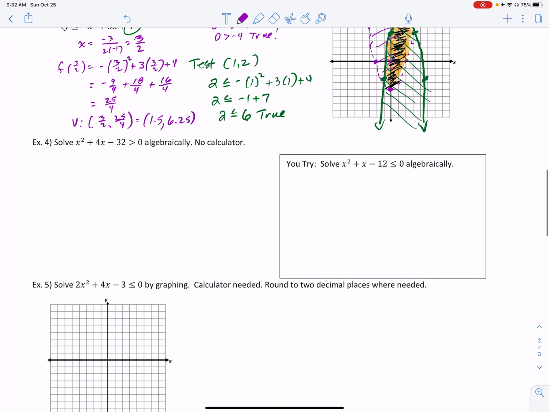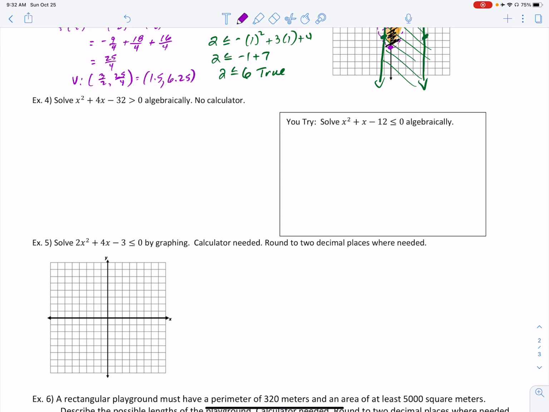So example 4. Now this is huge. When I give you the you try it, you really need to stop the video and try it, because solving this inequality algebraically, I want the x values that will make this positive. This is the process that you need to use.